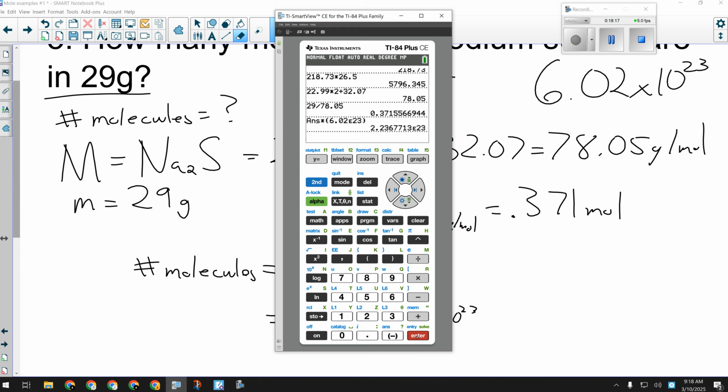Did we get a giant number? We did, and we should. The number of molecules in this number of moles should be a huge number. All right, so our final answer here is now we're going to round this one to 2 decimal places. 2.24 times 10 to the 23. That's what this means here, the 23.